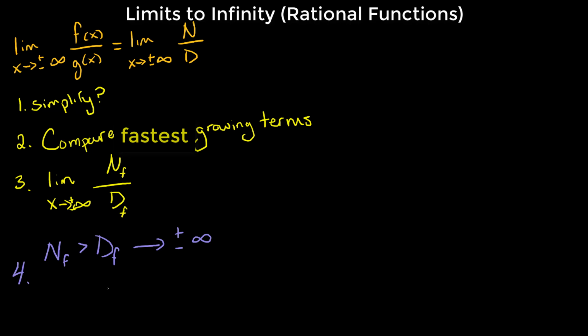Next, conversely, if the denominator's fastest growing term grows faster than the numerator's fastest growing term, then the limit as x approaches positive or negative infinity will automatically be 0. The reason is that if the denominator grows faster, let's take, for example, the function 1 over x. We see that 1 is a constant, x is linear. So we can assume that the denominator grows faster.